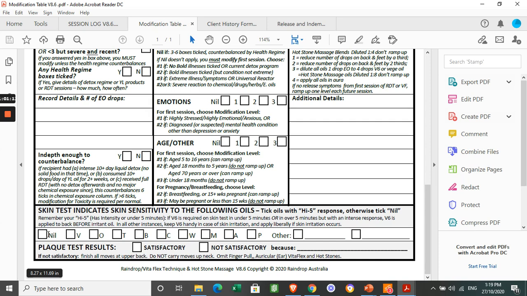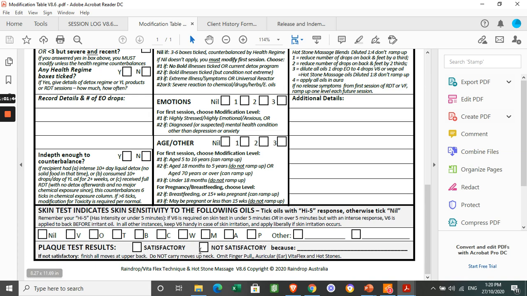And also, we want to skin test any of the oils that we plan to use on our clients. Raindrop has specific protocols for this, as does VitaFlex, and the plaque test is relevant to those techniques as well. The plaque test is something that you will see a demonstration video of, and if it is not satisfactory, you will actually not do Hot Stone massage and you will omit finger pull and auricular ear VitaFlex technique.